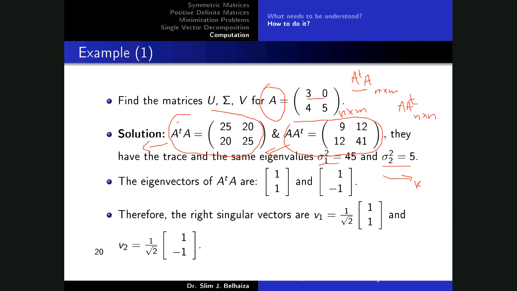Yes, Nawaf? Doctor, are the eigenvalues of A^T A and AA transpose always the same, or are they different? Well, thank you, Nawaf, for the very beautiful question. Theoretically, we said that they do not have the same size. Okay? So this is typical to this case only, because these two matrices have the same size.